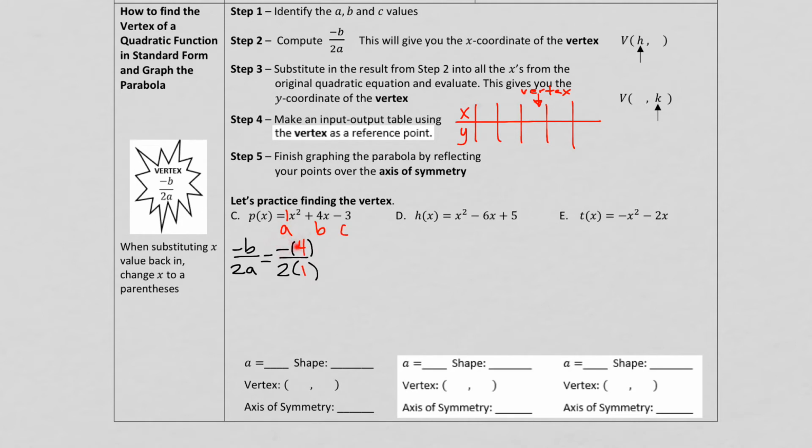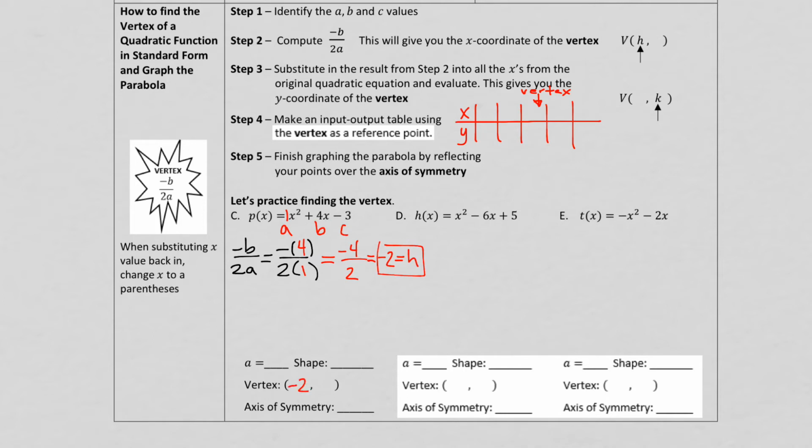A negative times 4 is negative 4. So I get negative 4 in the numerator. And then 2 times 1 is simply 2 for my denominator. And if I simplify this, negative 4 divided by 2 is negative 2. So I quickly found that h is negative 2. So for my vertex, I now know that h is negative 2. That's what I compute first with this expression. So I can fill in half of my vertex already.